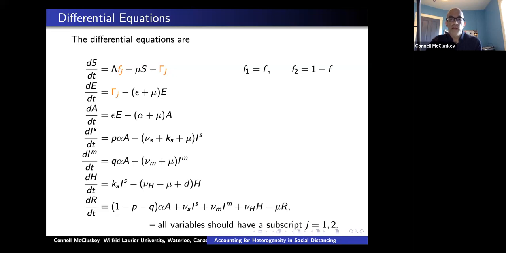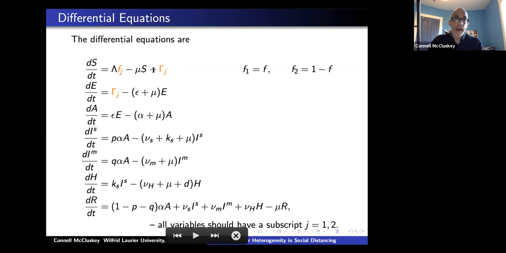The impact that the heterogeneity has shows up in 2 ways in the equations. This incidence term, the gamma J, gives the motion from class S to class E, or I guess from class SJ to EJ. That's going to depend on which group you're in. Obviously, the groups that are having more interactions are probably going to move more quickly from SJ to EJ.